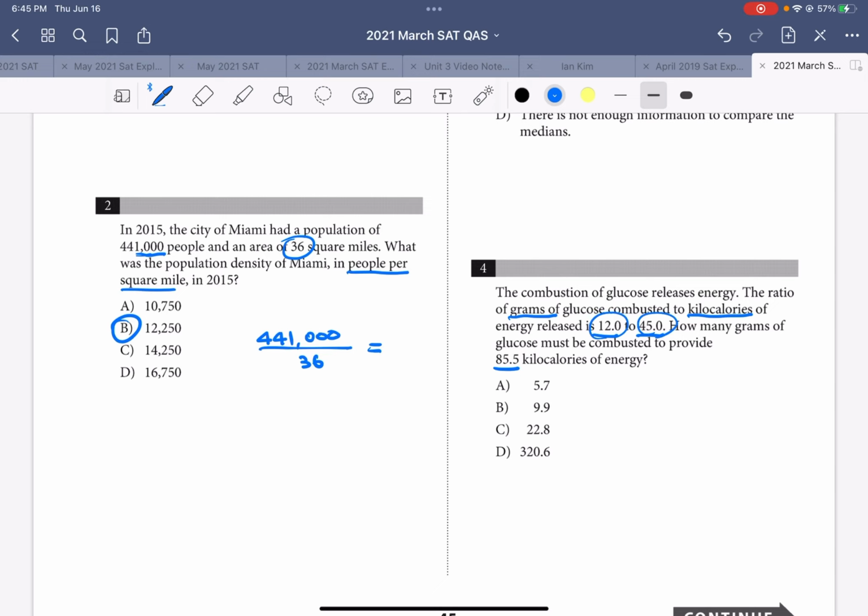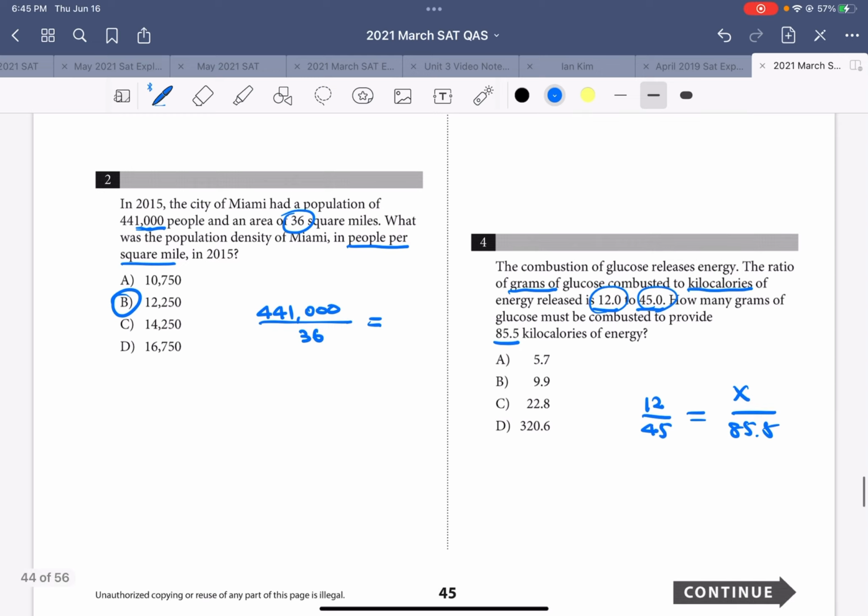So you can make a proportion. 12 grams will provide you 45 kilocalories. Now for 85.5 kilocalories, how many grams of glucose are you going to need? So you set up the proportion like that and then cross multiply. So 45x equals 12 times 85.5, which is 1026, and divide by 45 on both sides. So x is 22.8. So the answer is C. Okay, so make a proportion.